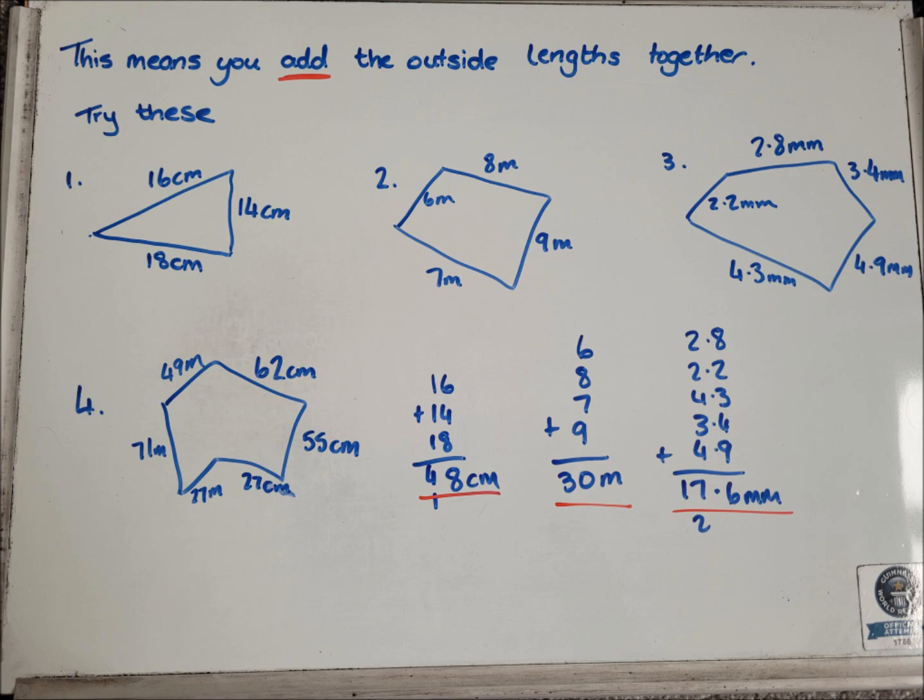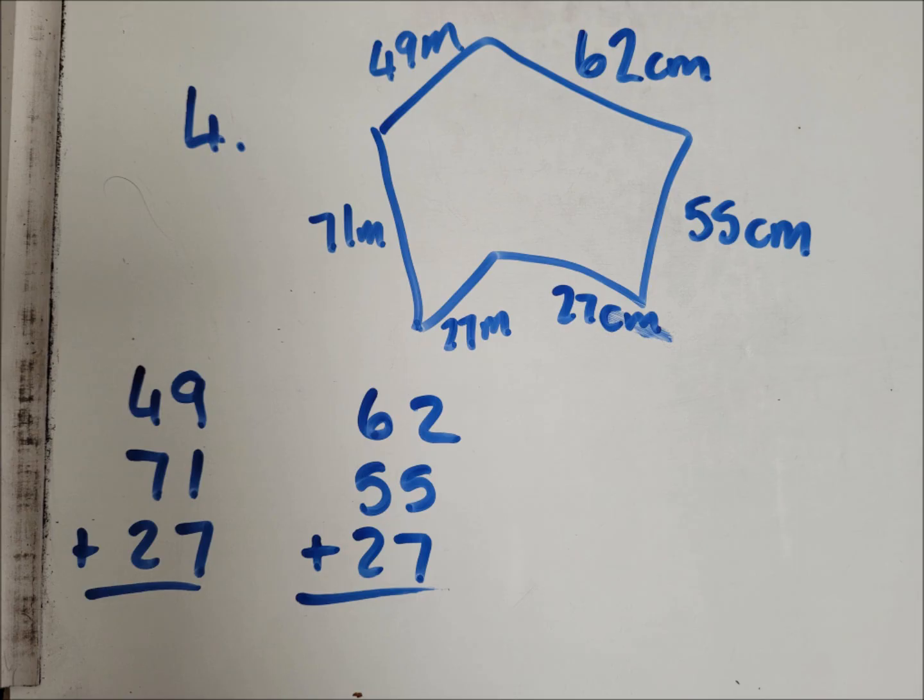For question 4, I've kind of zoomed in on this one to see it a bit clearer. So I did break this one down into 2 smaller sums just because there were 6 numbers to add up and I felt like that was too many to do in one big sum. So you might have broken them down into slightly different sums, but remember everyone's process will be different, but hopefully we'll get to the right answer at the end. So I've added up 49, 71 and 27, and then in a separate sum I've added up 62, 55 and 27.